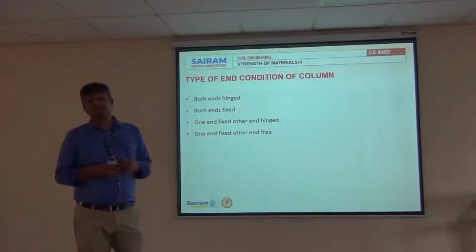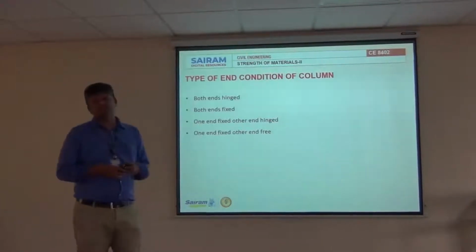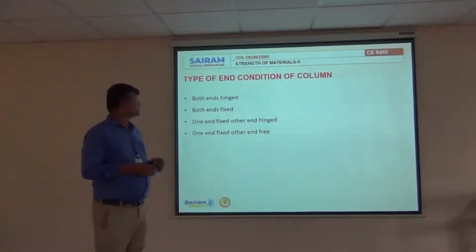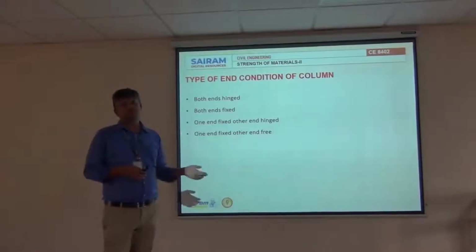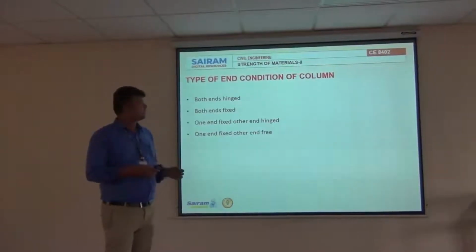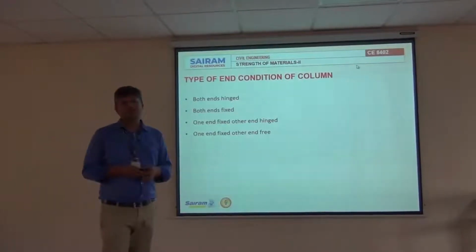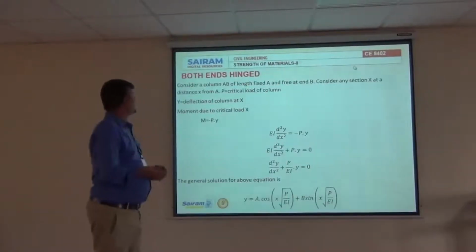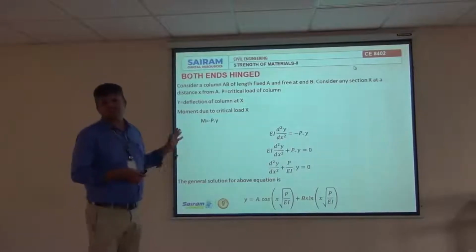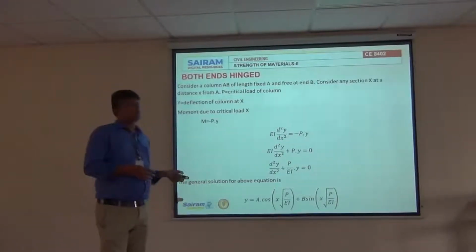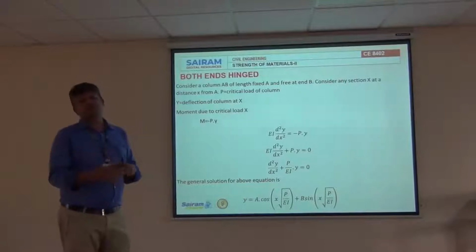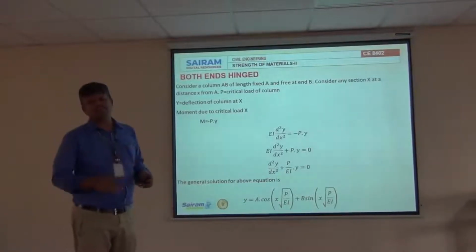There are four end conditions of the column. The first is both ends hinged. The second is both ends fixed. The third is one end hinged and the other end fixed. The fourth is one end fixed and the other end free. So both ends hinged is the first derivation, and based on this we are going to elaborate the other end conditions in the column.